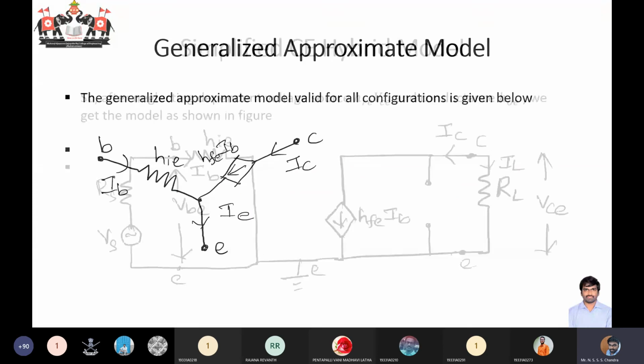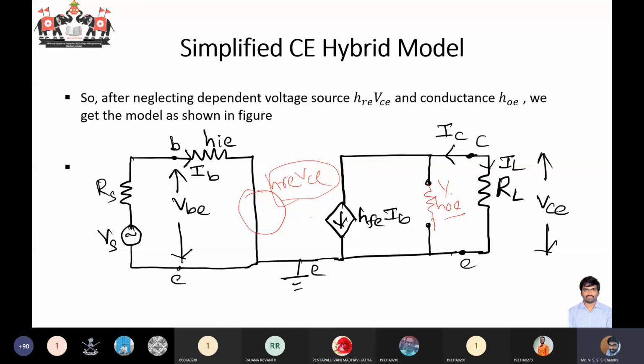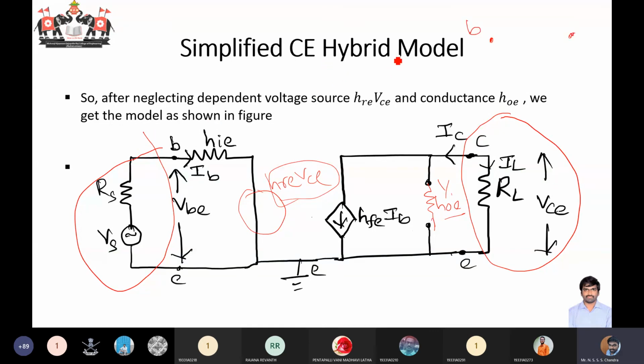So from this model, I can write the generalized approximate model. If for now you forget about these portions, you remove this portion, you remove this portion, what are you left with? You have three terminals. What are the three terminals? Please answer. You have a base, here you have a collector, and then here you have an emitter.